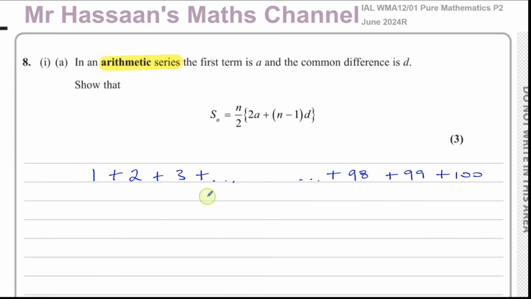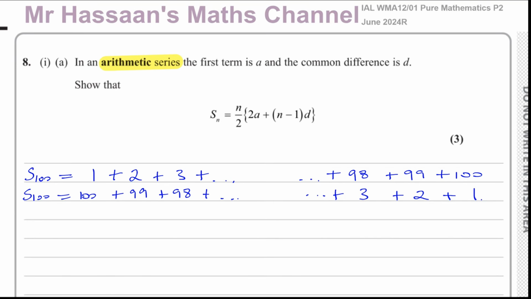But then I wrote down the same line but back to front. So I started with 100 plus 99 plus 98 plus, and then I had here 3 plus 2 plus 1. So all the numbers in between are there as well. So this is the sum of the first 100 numbers, and this is the sum of the first 100 numbers again, the same sum, but just written backwards, back to front.